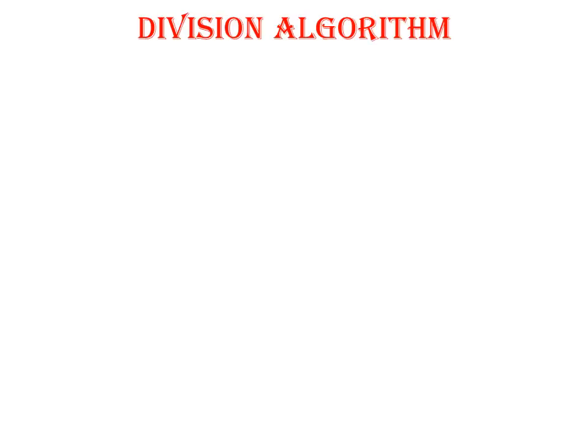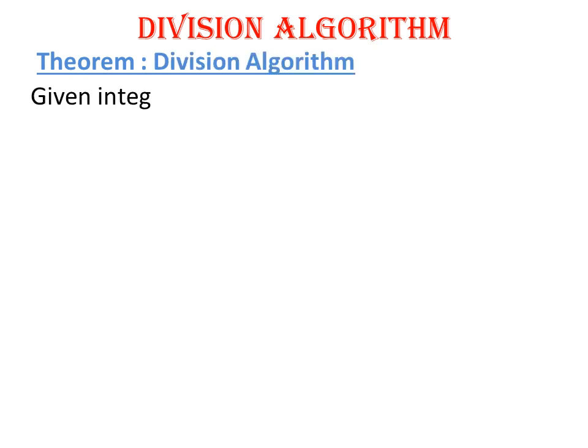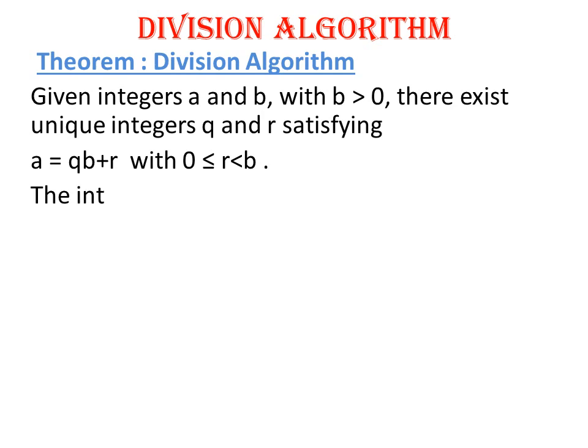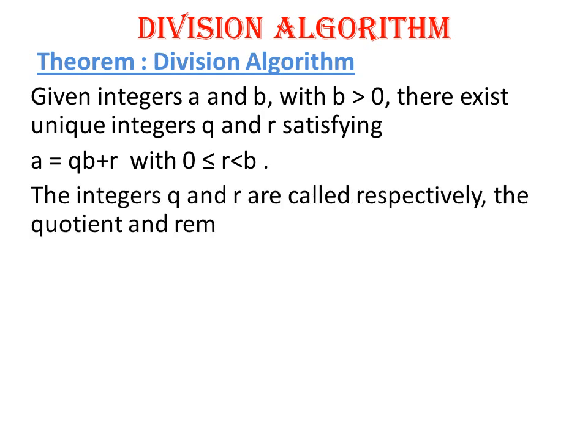Now let us see what the division algorithm is. Its statement: for given integers a and b with b strictly greater than 0, there exist unique integers q and r satisfying a equals qb plus r with 0 less than or equal to r strictly less than b. The integers q and r are called quotient and remainder in the division of a by b. Now this theorem says that if you divide this integer a by b, then there exists a unique quotient and unique remainder which satisfies this equation.